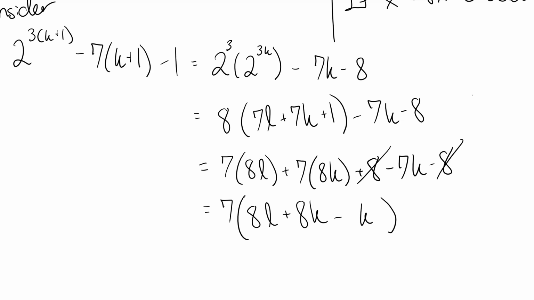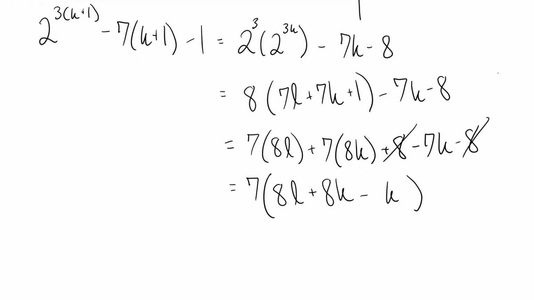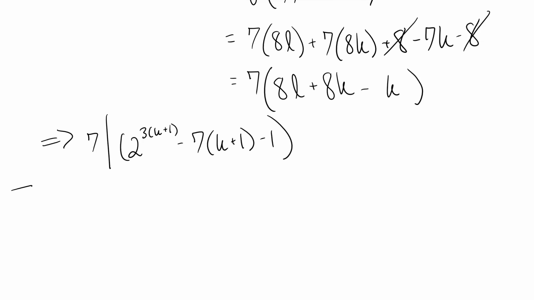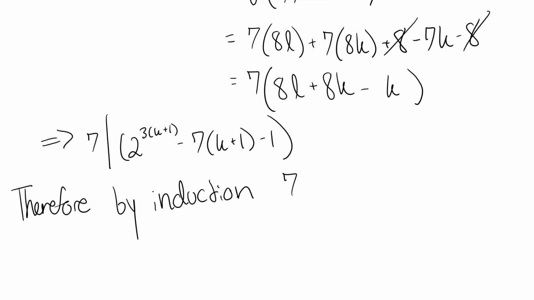And it's okay that we still have these k's in here, because k we know is an integer. Okay? Therefore, 7 divides this whole thing. Therefore, by induction, and remember to mention induction in your conclusion, 7 divides 2 to 3n minus 7 times n plus minus 1 for all n greater than 0, or just the naturals.